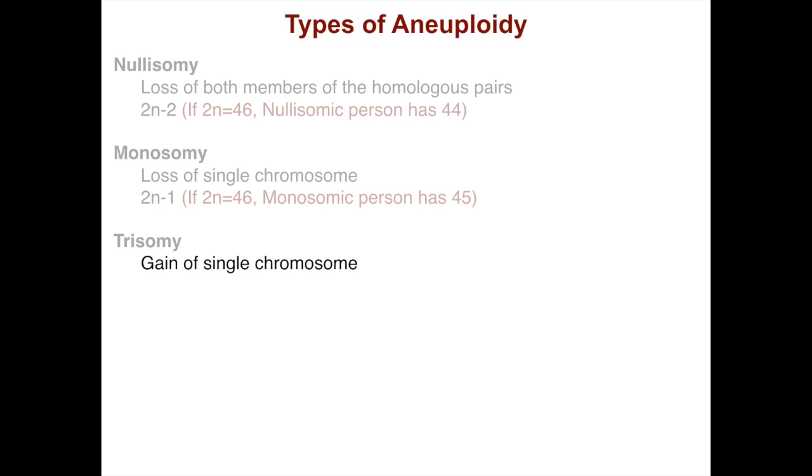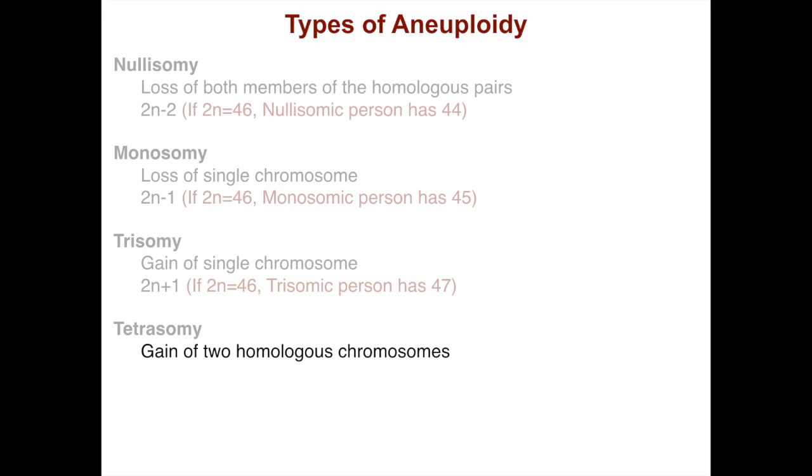Trisomy is a gain of a single chromosome. So that person is 2n plus 1. And if 2n equals 46, a trisomic person has 47 chromosomes. Tetrasomy is the gain of 2 homologous chromosomes. So you have 2n plus 2. So if 2n equals 46, the tetrasomic person has 48 chromosomes.